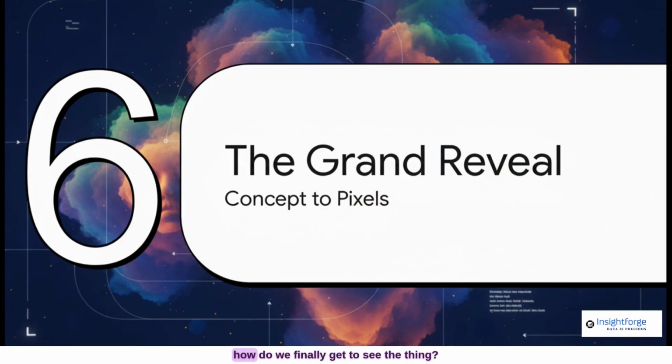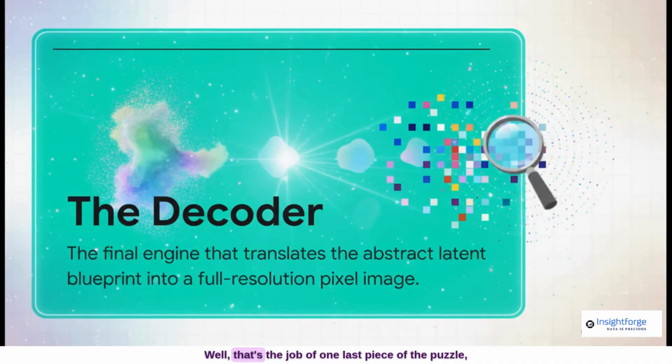It's brilliant. So after all of these insane steps, the sculpting, the guiding, the styling, all happening in that weird, abstract latent space, how do we finally get to see the thing? How does it become a picture? Well, that's the job of one last piece of the puzzle, the decoder. It's basically a powerful translator. It takes that finished mathematical blueprint from the latent space and turns it into the full-resolution grid of pixels that you actually see on your screen.